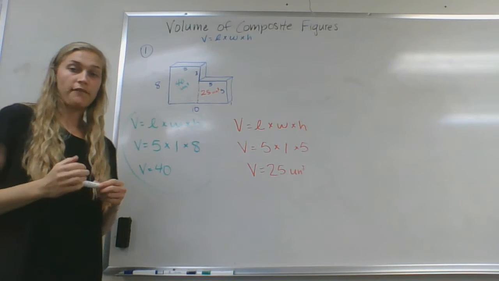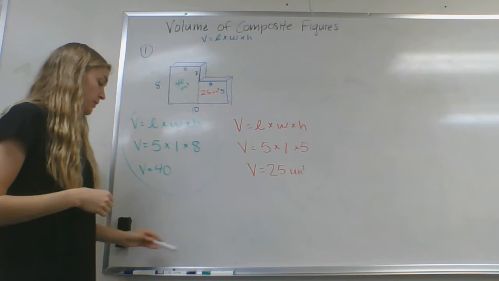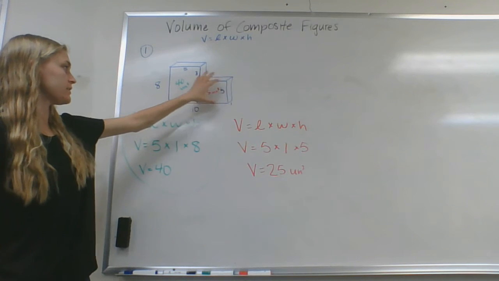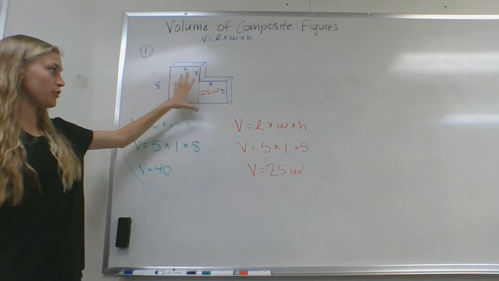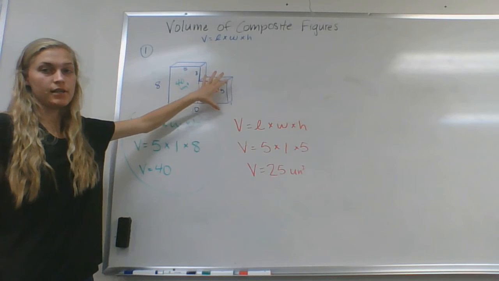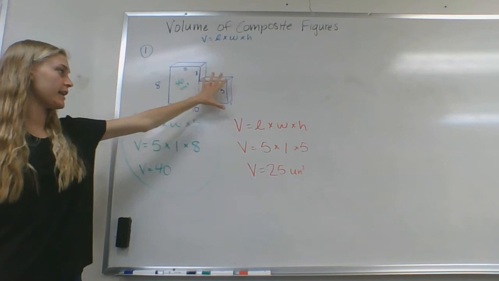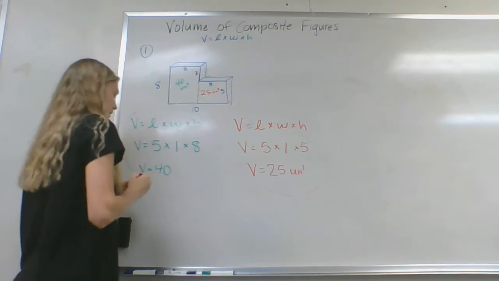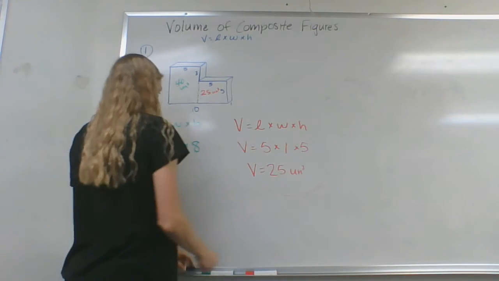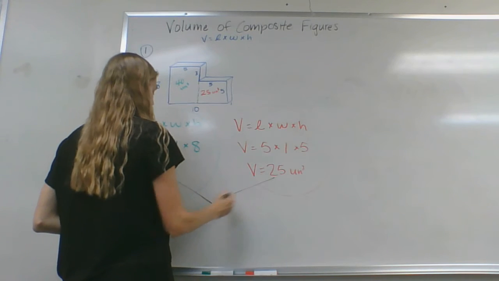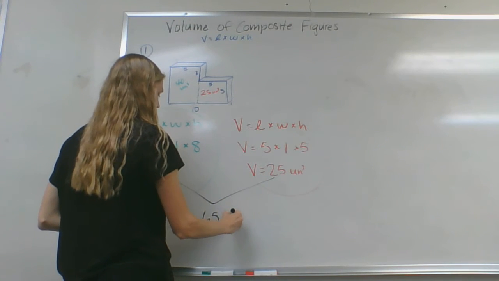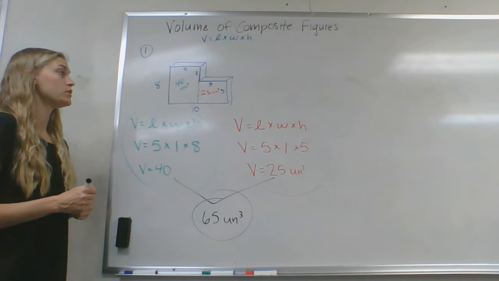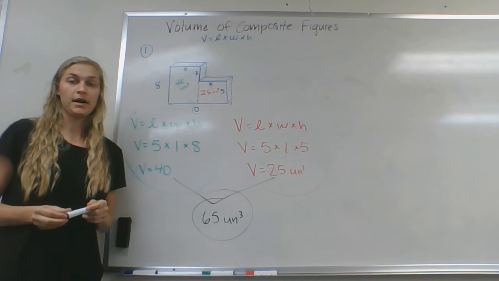So now you will have to add those together, not multiply. If you think about it, we're not multiplying this volume by this volume, where there'd be 40 of these sections. We're just taking this one and adding it to that one. So if we do that, we're going to add 40 plus our 25, and together that equals 65 units cubed. That would be the volume of this whole composite figure.